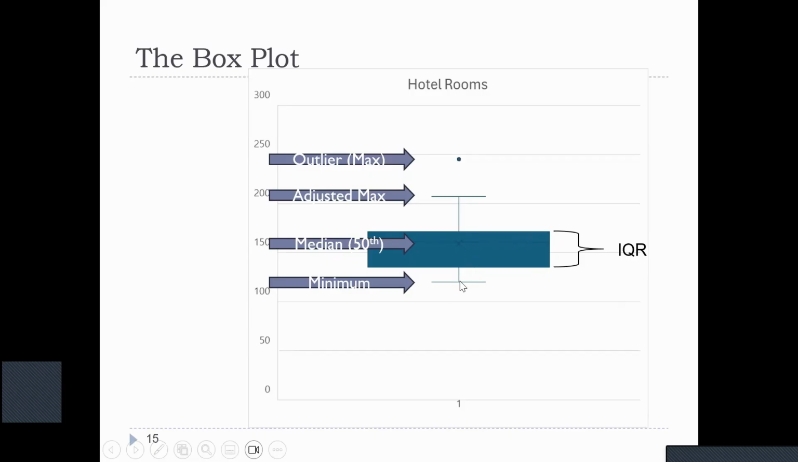The minimum is the minimum value, and the maximum is, in this case, adjusted to add 1.5 times the IQR. So this is the 75th plus 1.5 times the IQR, and anything that's beyond that, either on the high or the low end, if there was anything down on the low end here, there's not, but if there was, would be considered an outlier.